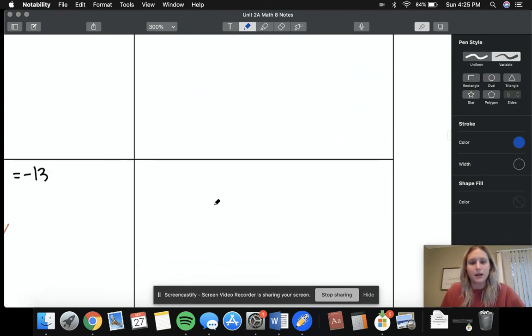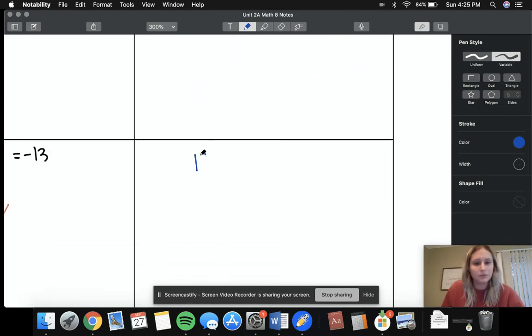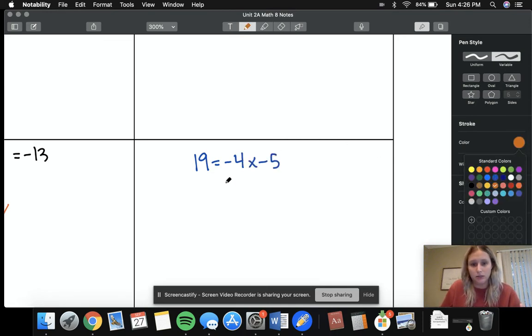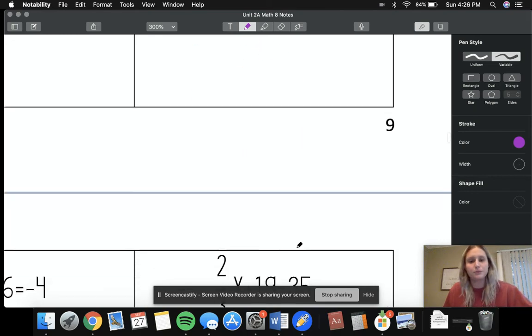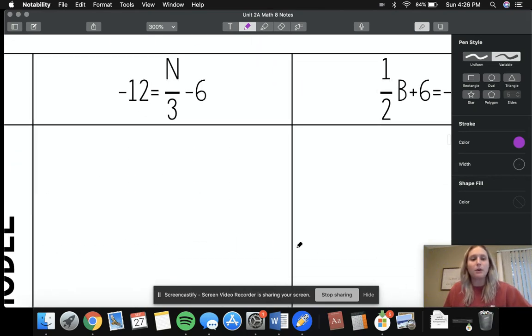All right, if we are right, it should equal 19. So negative 4x. We're going to practice. We're going to try with negative 6. Okay. Negative 4 times negative 6 is a positive 24. 24 minus 5 is 19. So I know I'm right. Very cool. All right, so now we're on page 10.